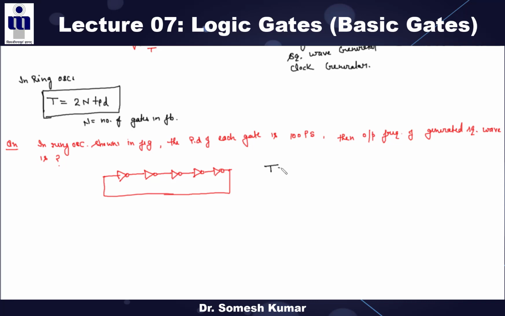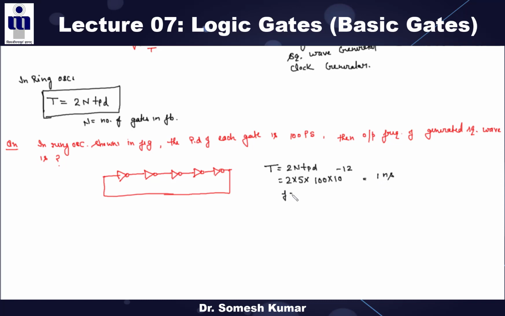So how do we get the time period? 2n TPD. Here n is 5 and TPD is 100 picosecond, that is 100 into 10 raised to the power minus 12. From here we get a 1 nanosecond time period, right? 1 nanosecond, that is 1 into 10 raised to the power minus 9, right?